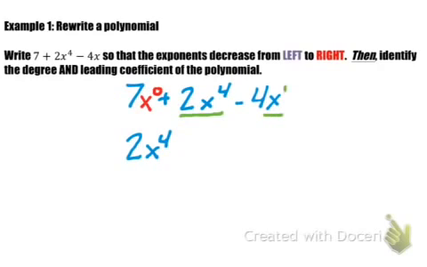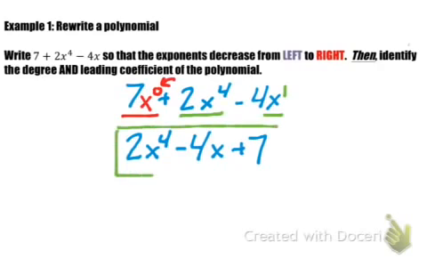Next, if you look at the negative 4x, that's being raised to the first power, the x's. So that would be my next term in my polynomial. So I have 2x to the fourth minus 4x. And then finally, I'm left with the 7x to the 0. And because the x is being raised to the 0, that would be the smallest value of our exponents. So I would just write down plus 7. Okay? Because this has no variable along with it, we call this term right here a constant. So this would be my polynomial written from left to right.